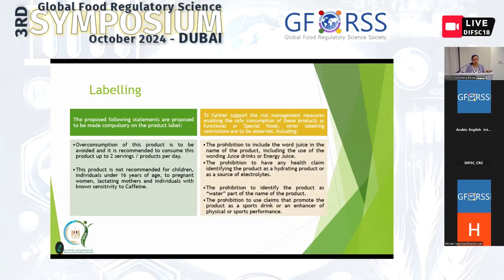And to further support the risk management measures enabling the safe consumption of these products as functional food, other labeling restrictions are to be observed, including the prohibition to include the word juice, as mentioned before, in the name of the product, including the use of the wording juice drinks or energy juice, the prohibition to have any health claim identifying the product as hydrating or a source of electrolytes, the prohibition to identify the product as water or part of the name of the product, and also prohibiting any claim that marks the product as a sports drink or an enhancer of physical or sports performance.